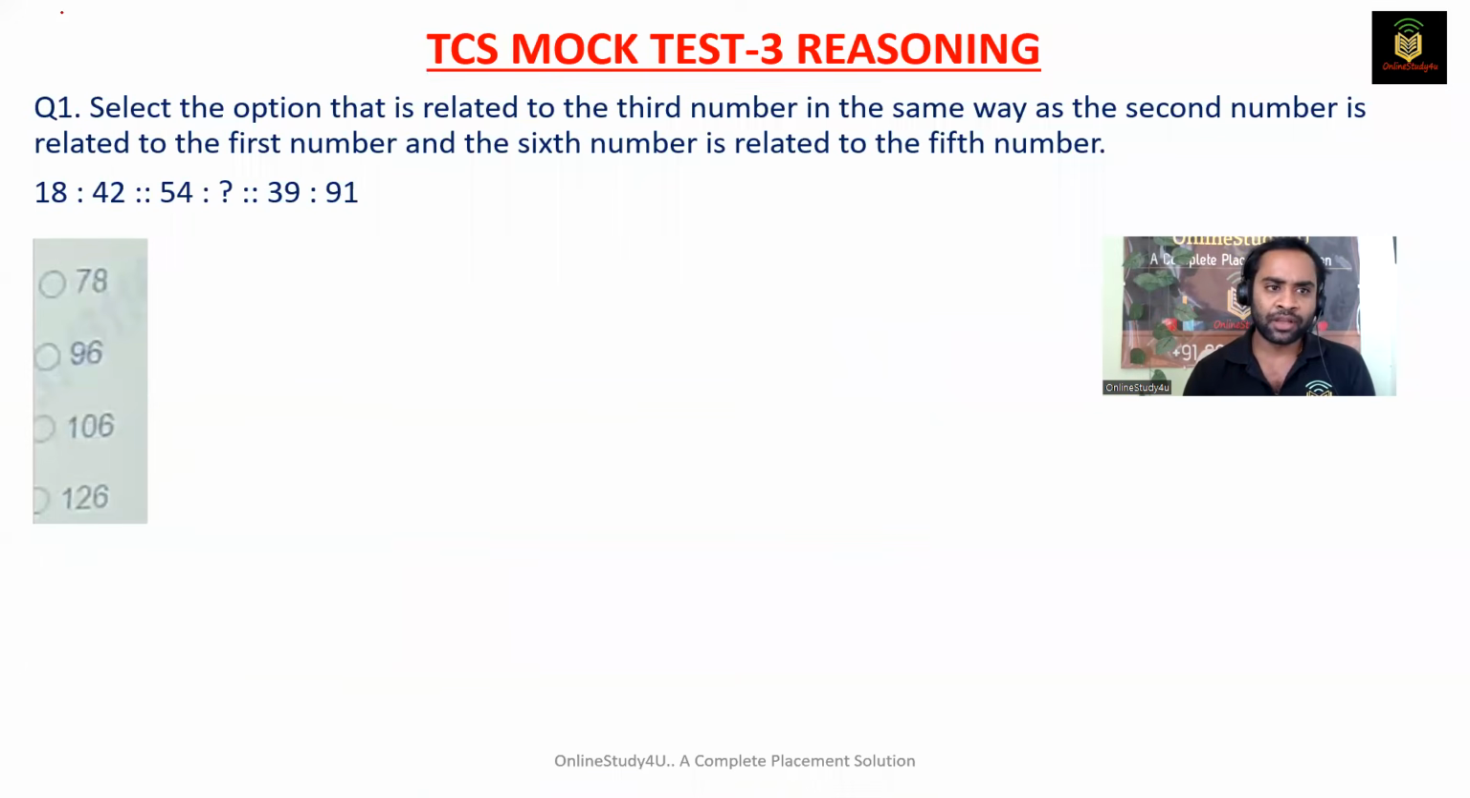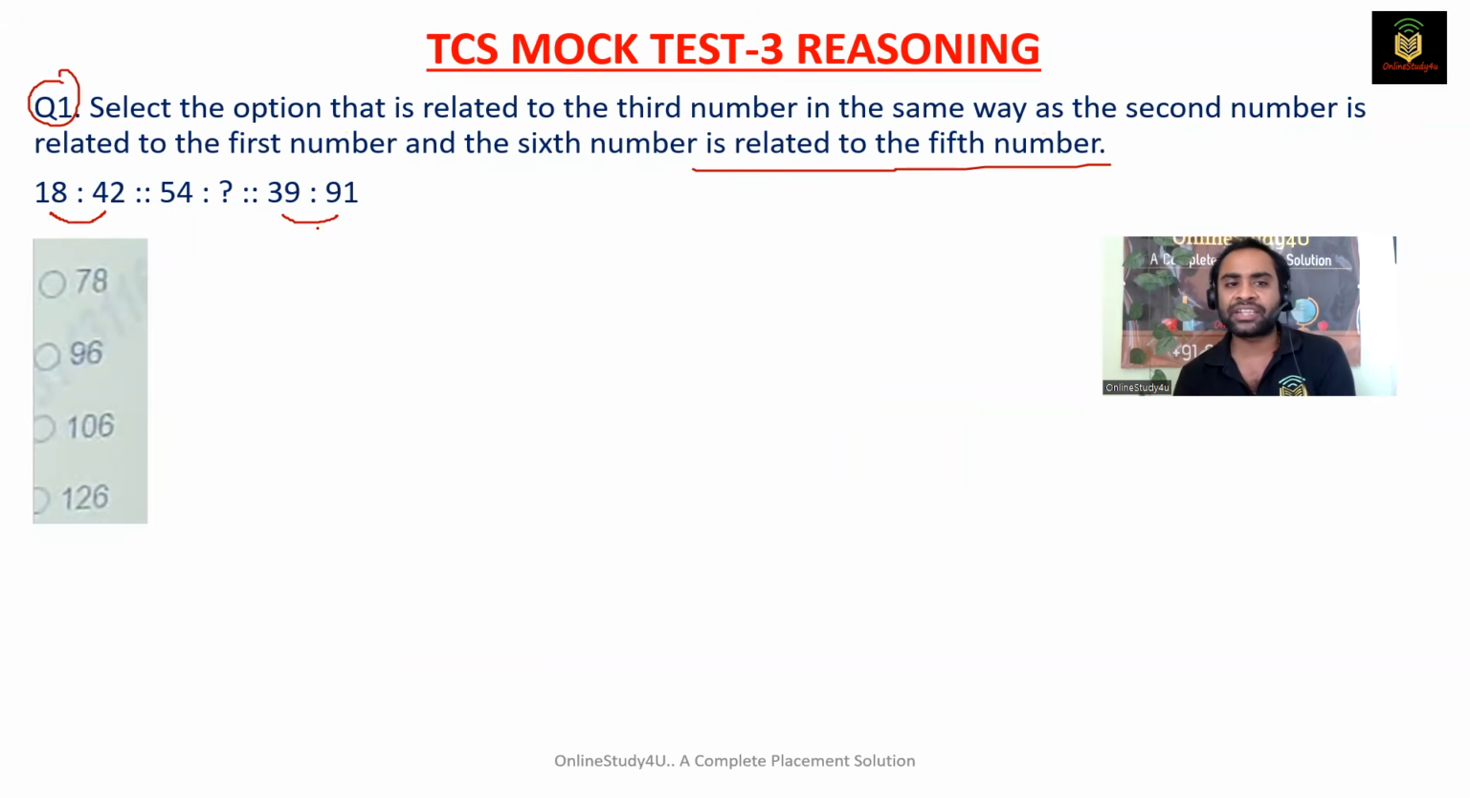Now let us start with question number 1. Select the option that is related to the third number in the same way as the second number is related to the first number and the sixth number is related to the fifth number. That means the first and second numbers are related to each other in some way, and 39 and 91 are related to each other in some way. In a similar way we have to find out what will be the pair for 54. Now, 18 and 42.